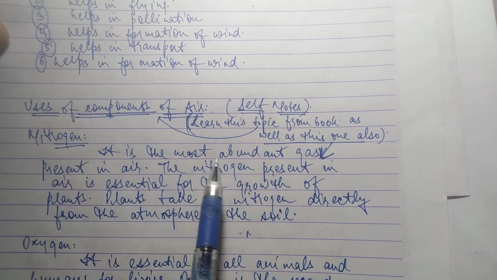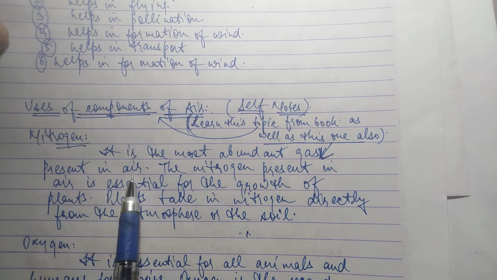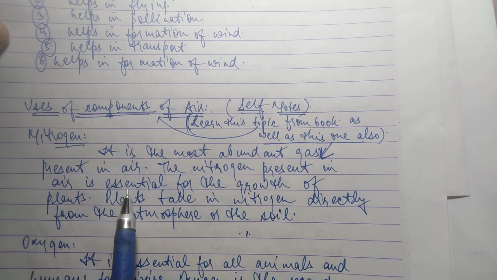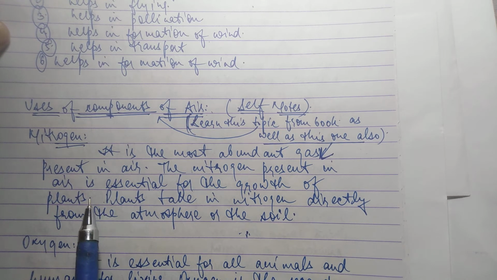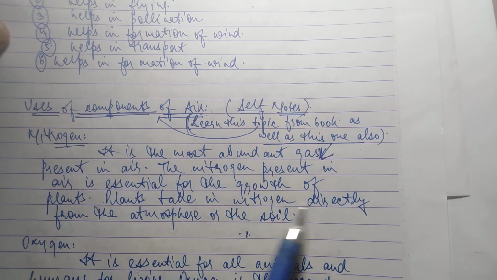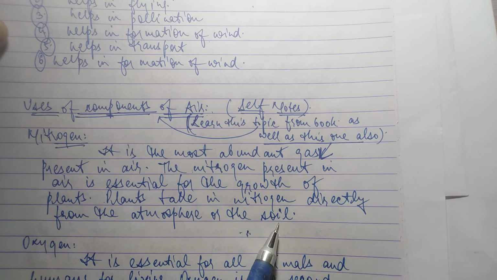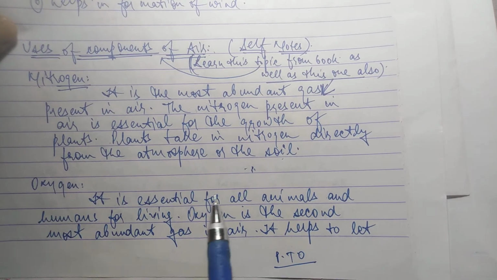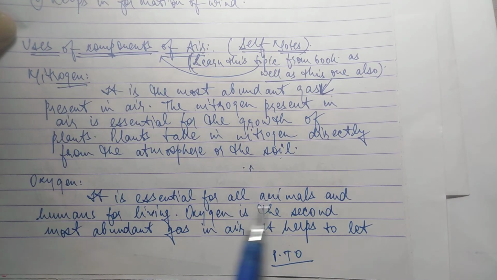Nitrogen. It is the most abundant gas present in the air. The nitrogen present in the air is essential for the growth of the plants. Plants take nitrogen directly from the atmosphere or the soil. Now oxygen, we all know about the oxygen. It is essential for all animals and human beings for living.